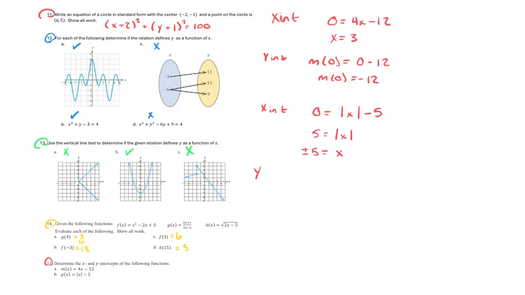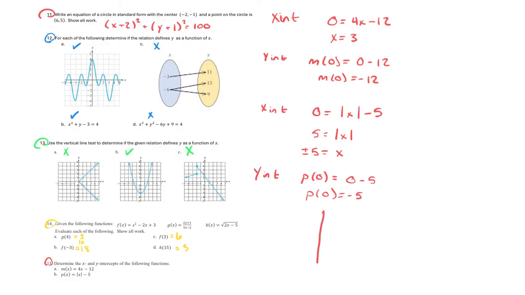And for our y-intercept, we're going to set x equal to 0. If we do that, we get that p of 0 is equal to 0 minus 5. So p of 0 is equal to minus 5. And this function here might be a good one to double check graphically as well.